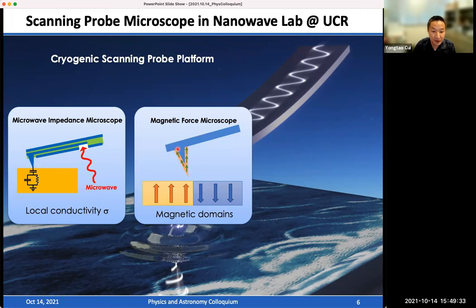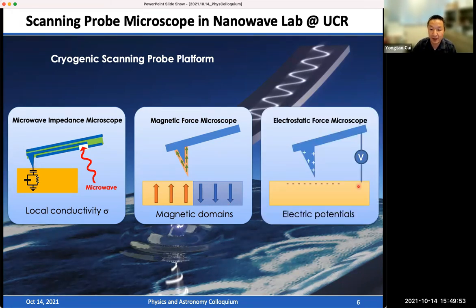In other cases, for example, we can use a magnetic tip to sense the magnetic force produced by the spins in the material. Then we can probe information such as the magnetic domains in magnetic materials. In another case, we can simply apply a voltage across the sample and the probe, and that will induce some charges at the surfaces. Positive and negative charges attract each other, so that will apply a force on the probe. From that, we can learn information about, say, the electric potentials.